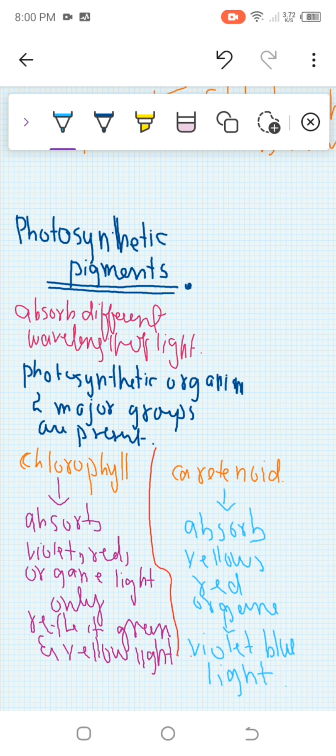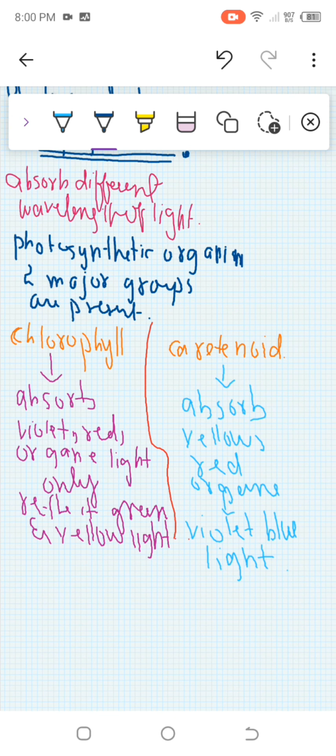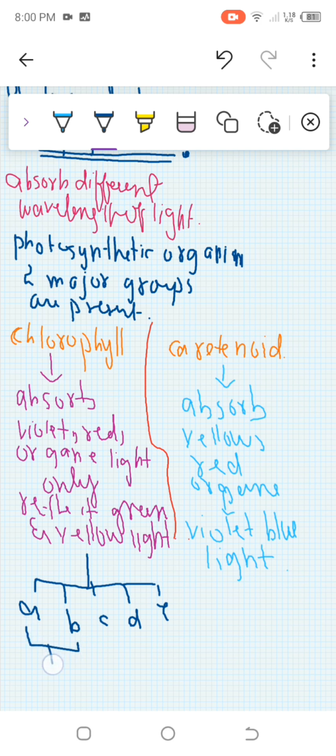So here we have chlorophyll as the major group, which includes chlorophyll A, B, C, D and E. A and B chlorophyll are only present in plants. However, C, D and E are present in algae.